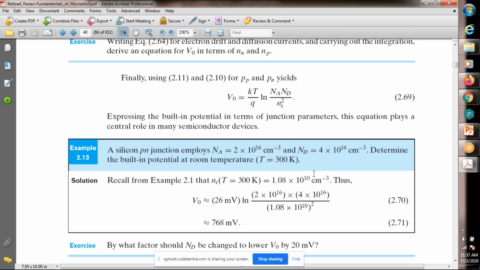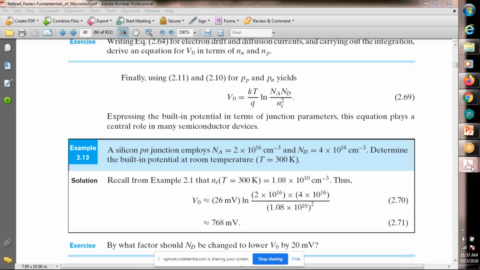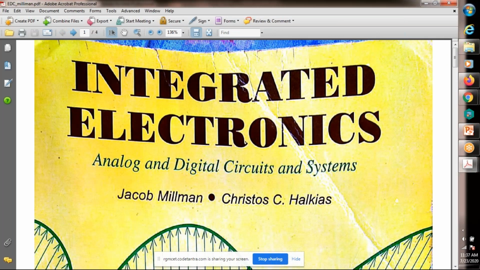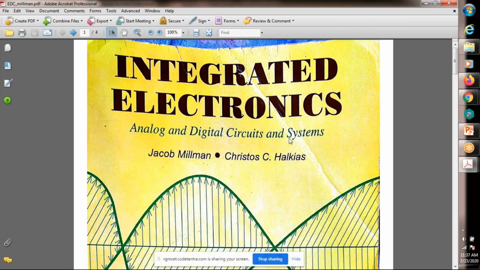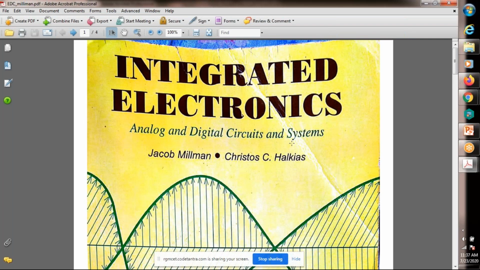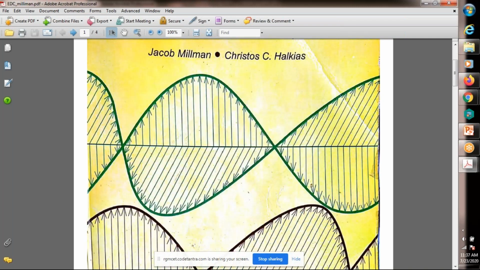Now the same concept is explained in another textbook, that is Millman. This is the high standard textbook for ADC. The textbook is Integrated Electronics, Analog and Digital Circuits and Systems by Jacob Millman and Halkias. If you buy this textbook, it will cover nearly 3 to 4 subjects in your entire course, right? If it is possible, buy it.